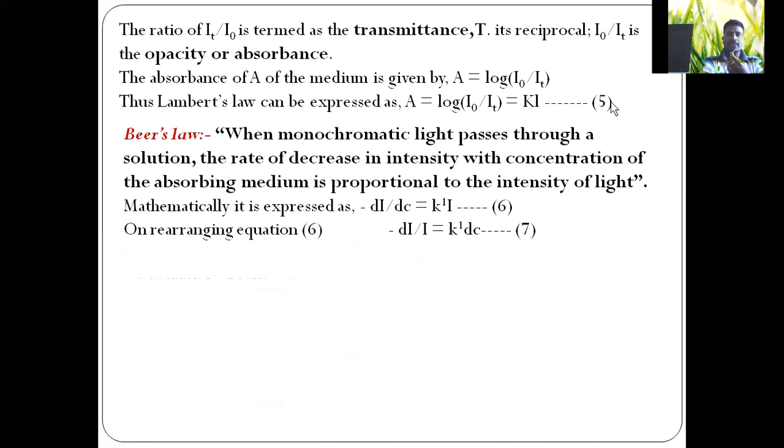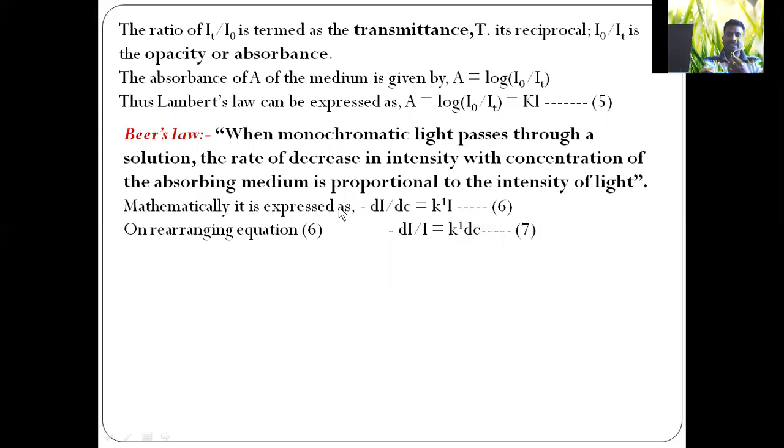Then when you take Beer's law, Beer is the name of a scientist. According to him, when monochromatic light passes through a transparent medium or solution, the rate of decrease in intensity with concentration of the medium is proportional to the intensity of light. Lambert's law is based on the length of the medium, whereas Beer's law is based on concentration of the solution.